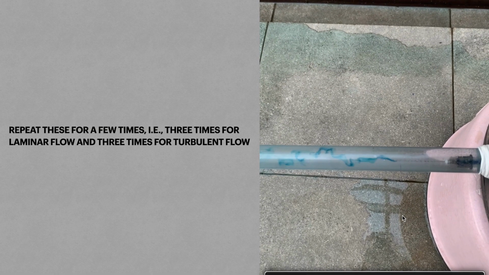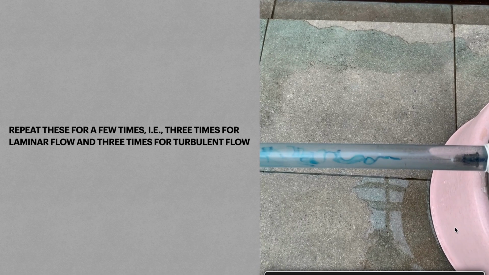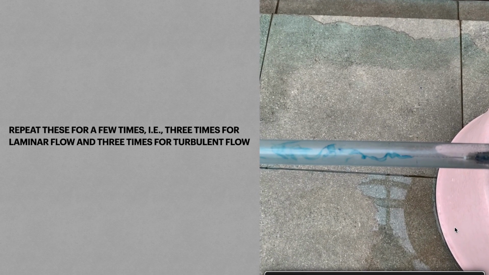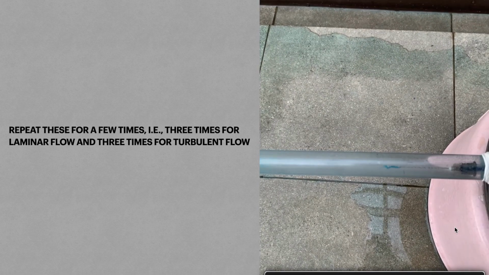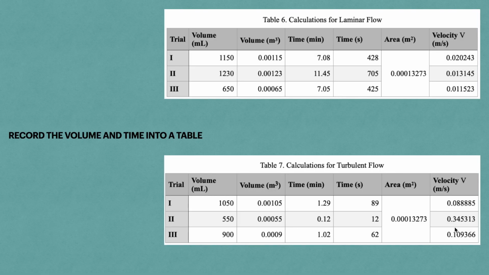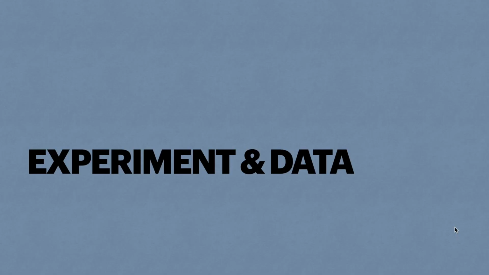Repeat these steps a few times. In this experiment, 3 trials were done for laminar flow and 3 trials were done for turbulent flow. Repeat as much as necessary. Finally, record the measurements taken into a table like shown. For the next section, more detailed visualizations of the experimental procedure will be shown.